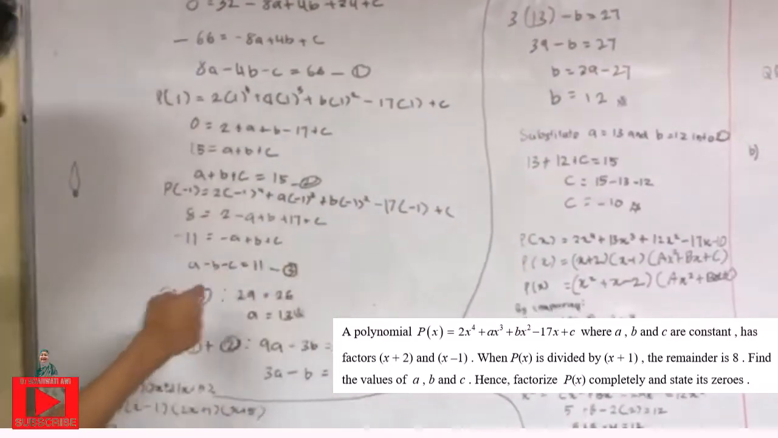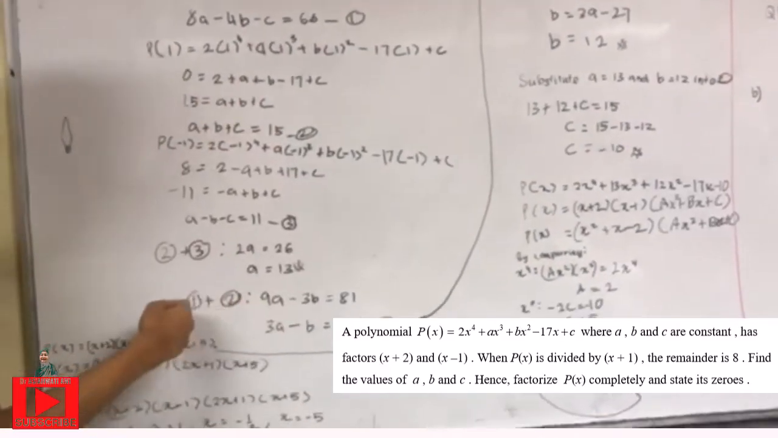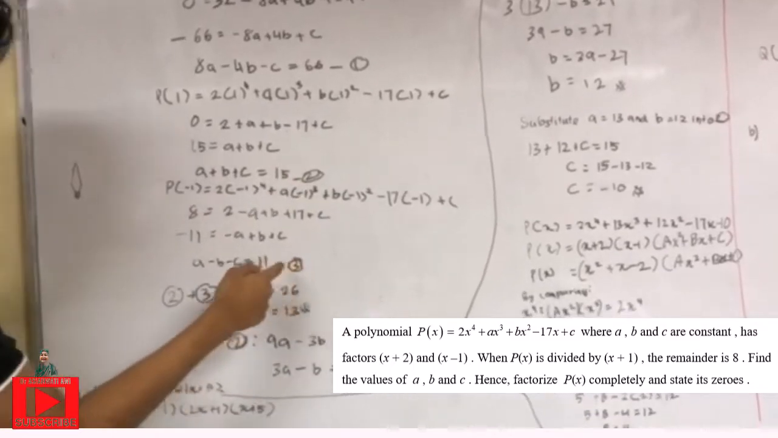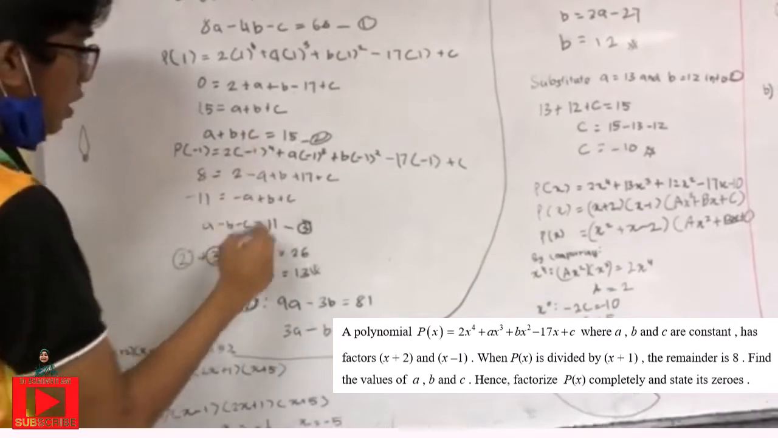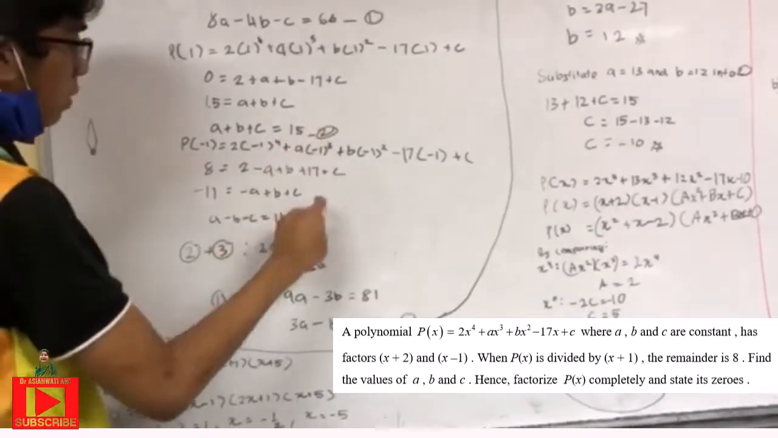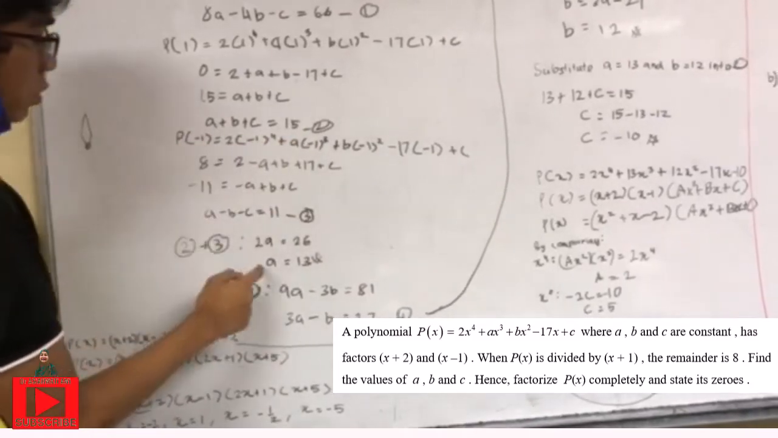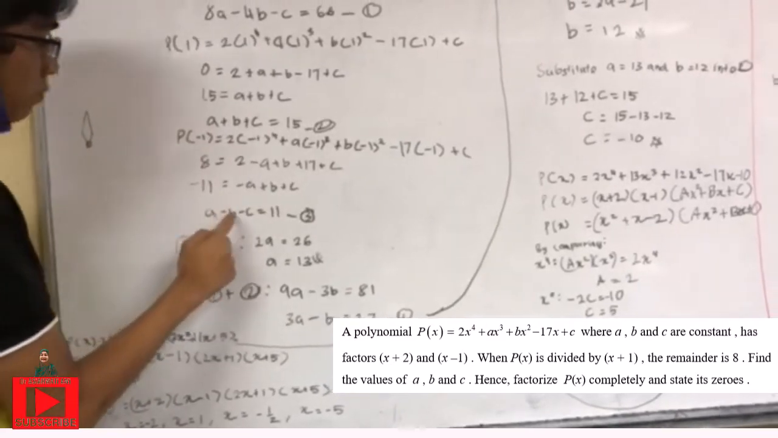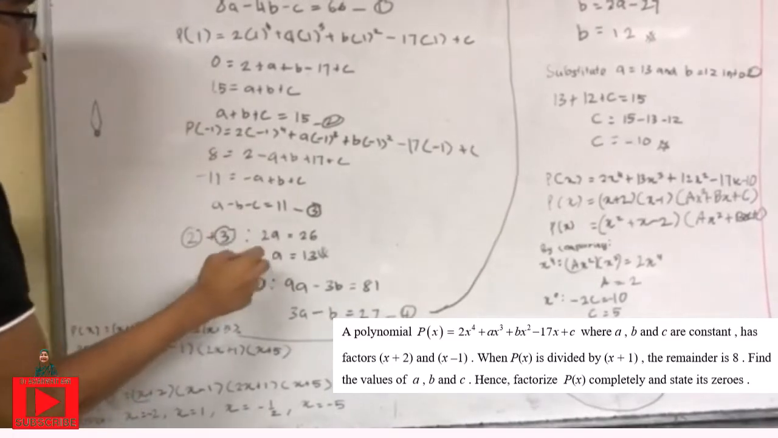So daripada sini kan, kita tengok yang mana paling senang, kita pakai elimination technique. Kita nampak yang equation 2 dengan equation 3 ni kalau kita plus dia, value B dengan C tu akan eliminate. So better kita buat 2 plus 3. A plus A sama dengan 2A, B plus negative B 0, C plus negative C sama dengan 0.